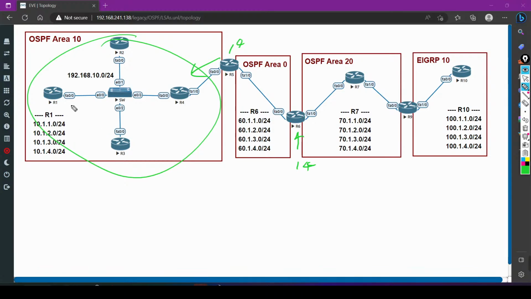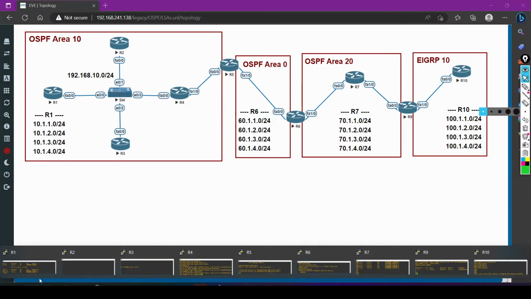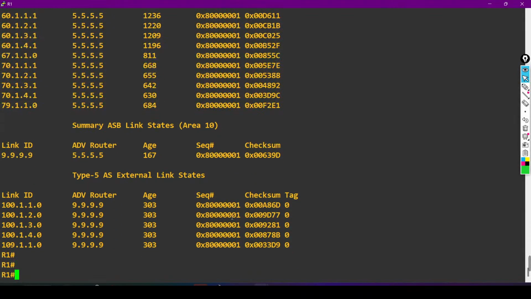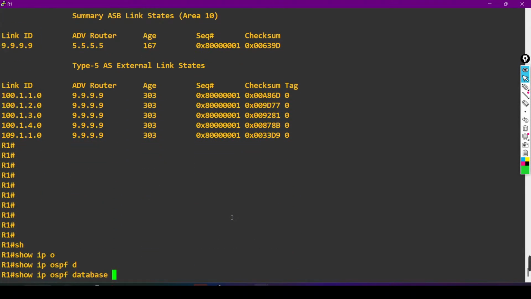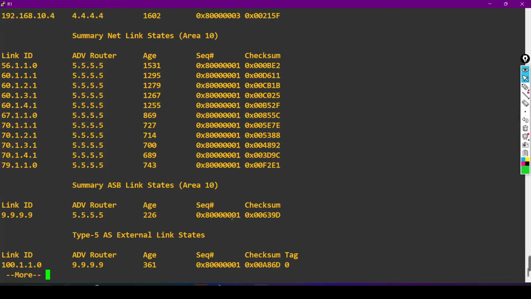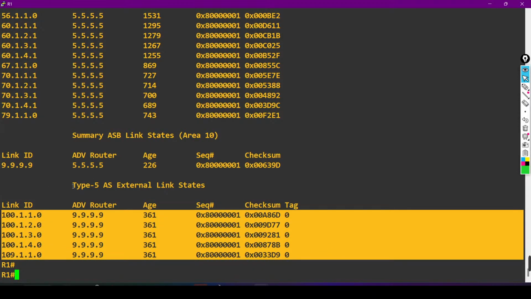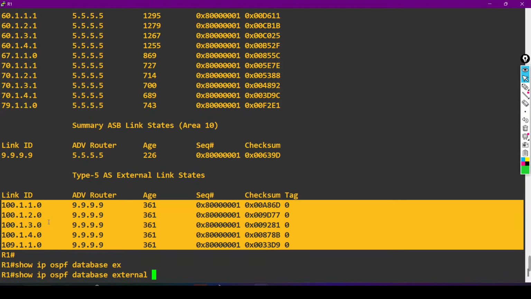Now the question is, why should these routers have knowledge about the ASBR? See, on router number 1, so IP OSPF database, where are the 100 prefixes here? Yes or no? Through which LSA? LSA 5. If you open this LSA in detail, you see external and 100.1.1.1.